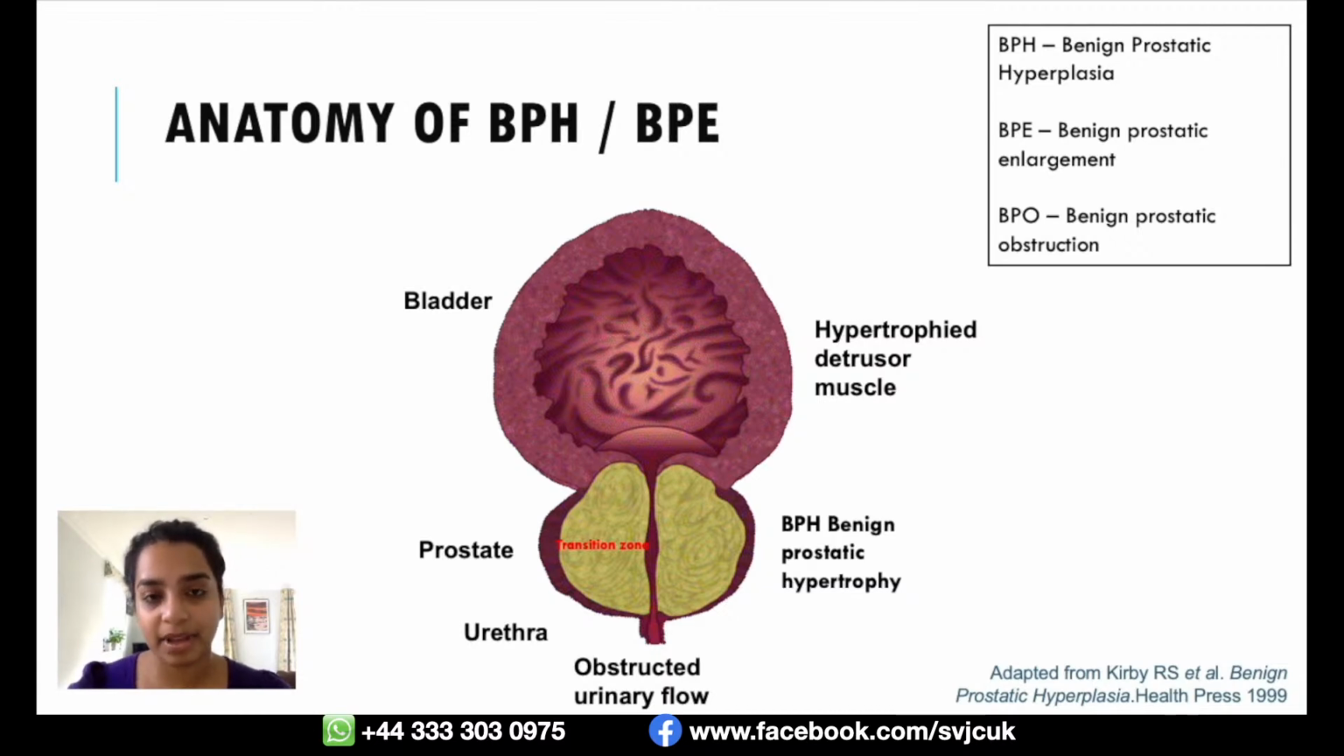The prostate is located just inferior to the bladder. It is divided into two zones, that is the peripheral zone, where prostate cancer is more likely to occur, and the transition zone, which is in the centre of the prostate, as highlighted on this image. As men age, the transition zone tends to grow due to benign prostatic hyperplasia, and this can cause a compressive or obstructive effect on the urethra, resulting in obstructed urinary flow.